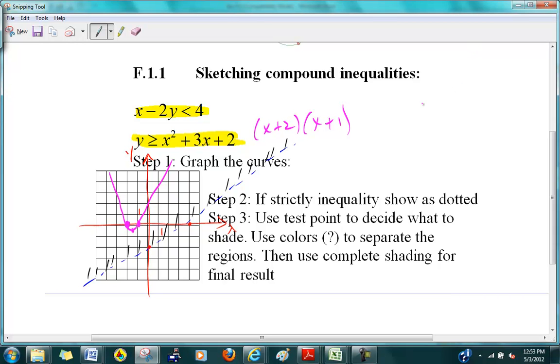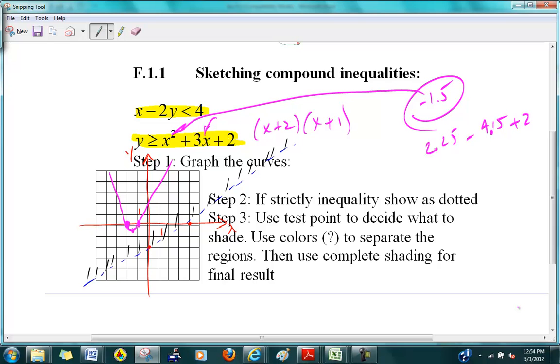So that's negative 1.5. But I want the y value because I don't know how deep this is going. Can someone chug on that? Put negative 1.5 in here and give me a y value, please.